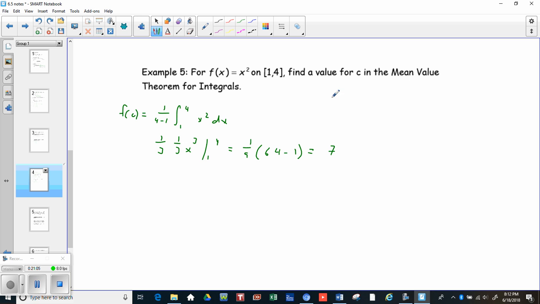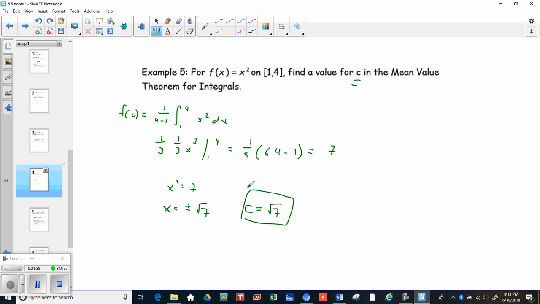But here it's asking us to find the value of c that makes this true. So I need to take 7, which is my average y value, and plug it in for f of x and set it equal to this. So I get x squared equals 7. X then equals plus or minus square root of 7, but of course our domain is only from 1 to 4, so it only involves the positive. So our c value is the positive square root of 7. That's what the question was asking.